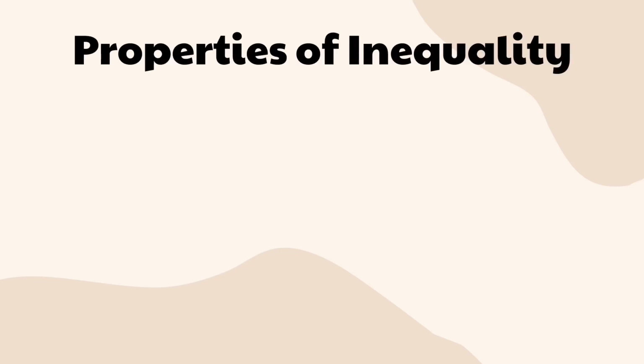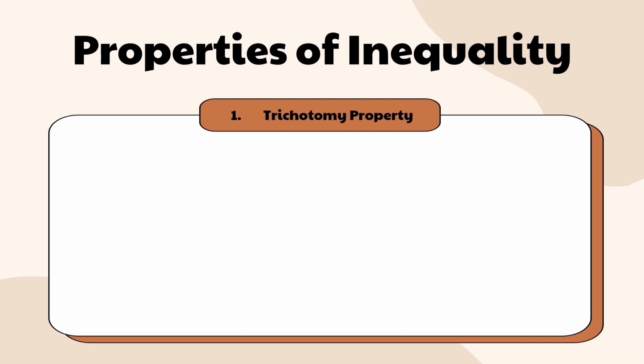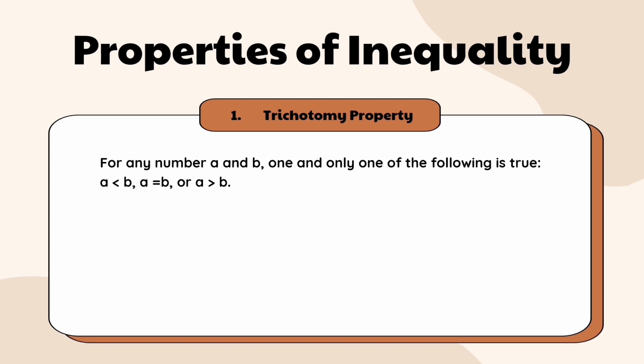So now let's move on to the properties of an inequality. The first property is the trichotomy property. For any numbers a and b, one and only one of the following is true: a is less than b, a is equal to b, or a is greater than b. Only one and only one of the following is true.